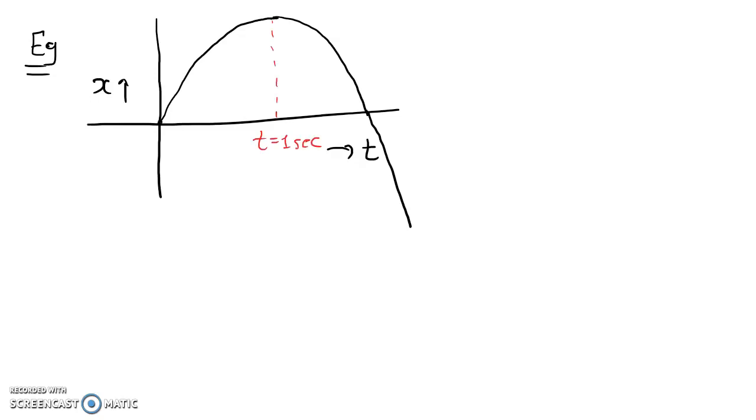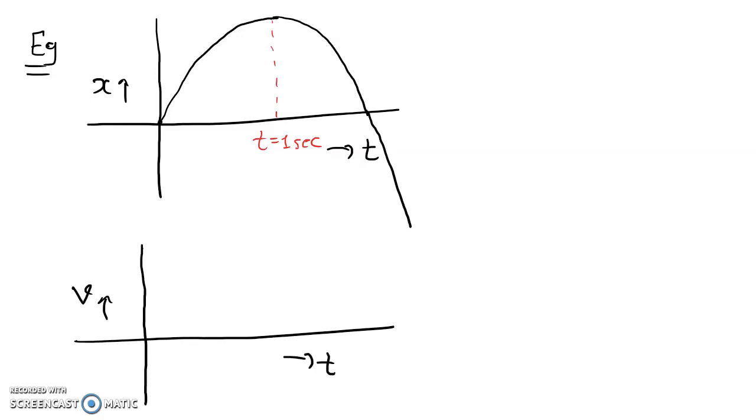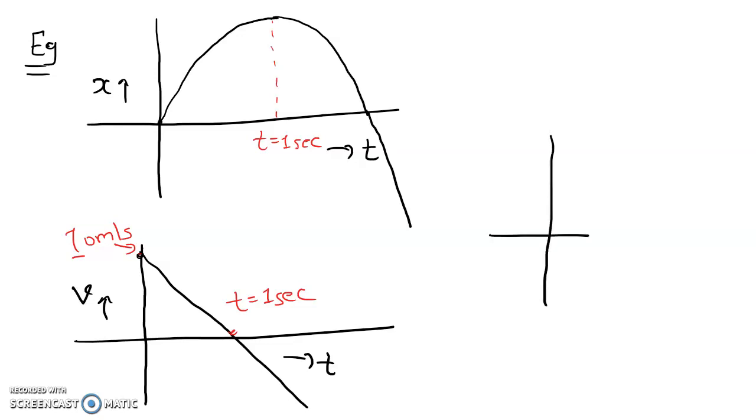And if I talk of the second one, velocity versus time, you can think that it would be a straight line as the acceleration is constant. So velocity is decreasing. It starts at 10, then decreases, reaches 0, and continues. So at t equal to 1 second it is 10 meter per second, and it is decreasing.